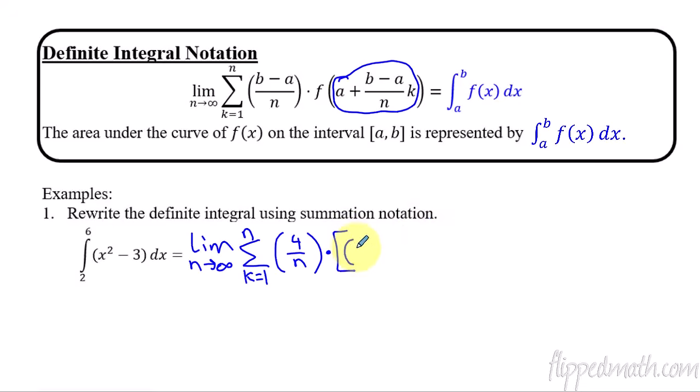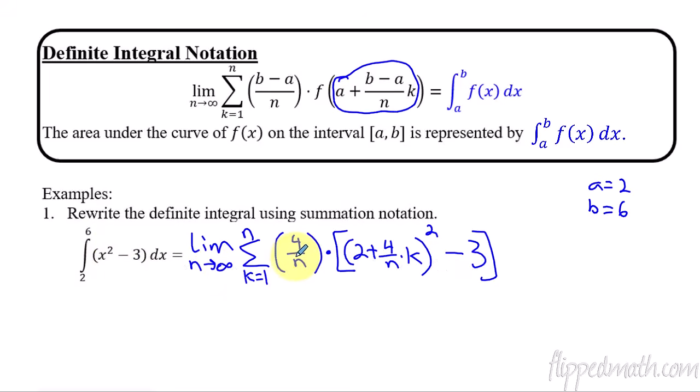So my a, let me just write this down. My a for this problem is 2. My b for this problem is 6. So I'm going to say 2 plus, and then the b minus a over n, I already figured out, it's right there. So 4 over n, and then times the k, close the parenthesis, and then I square it. So that whole thing is my x, and then subtract 3, bracket, and then that's it. I've got it all covered. Okay, this is the summation notation for that integral.